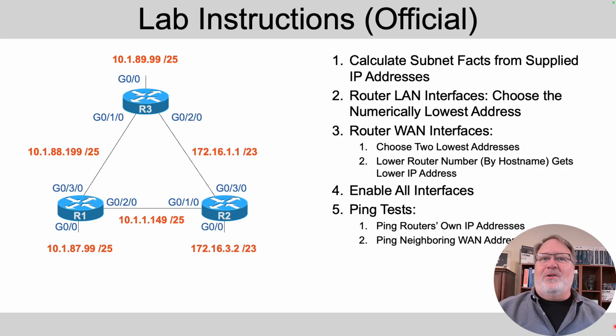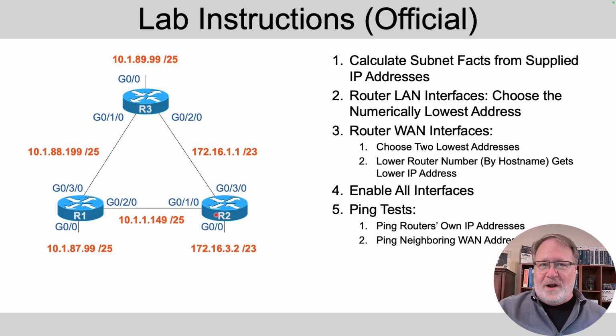So what should you do? Well, remember those IP addresses spread around the diagram? I want you to calculate the 4 subnet facts about each subnet. Then for the router LAN interfaces, the outer edges, I want you to choose the numerically lowest address in each subnet to use for that router. Then on the WAN interfaces, the links between the routers, I want you to choose the 2 lowest addresses. And then you have to pick one for one router and one for the other. So use the rule that the lower router number gets the lower IP address. So R1 to R2, R1 gets the lower number, R2 gets the higher number.